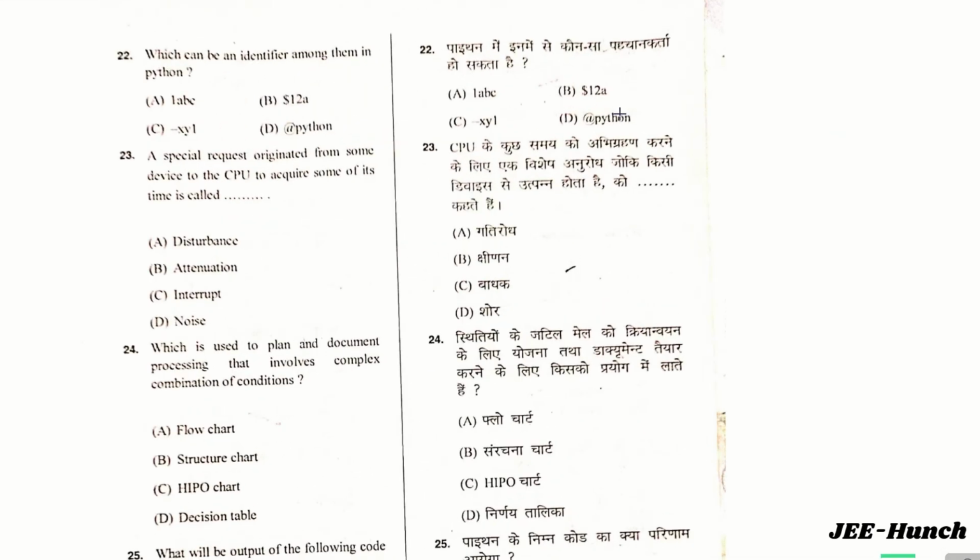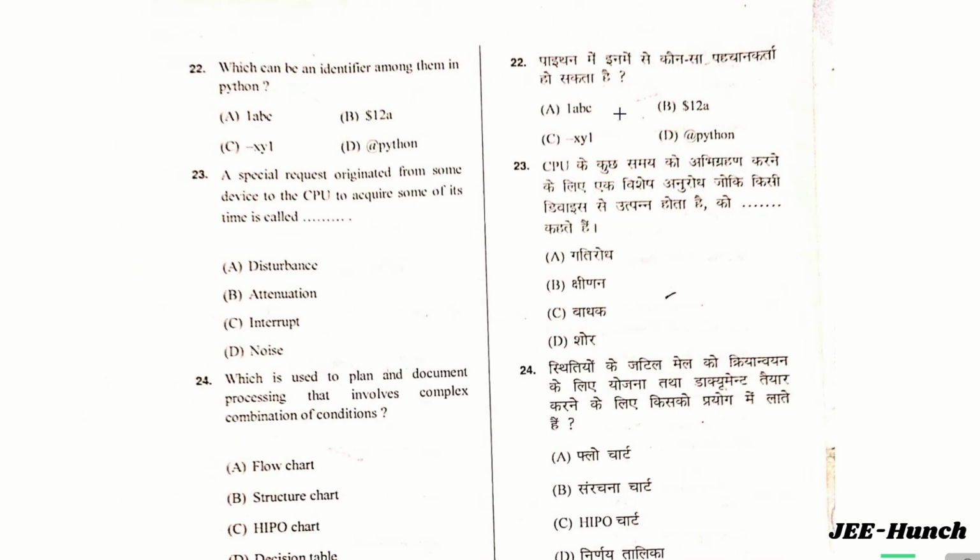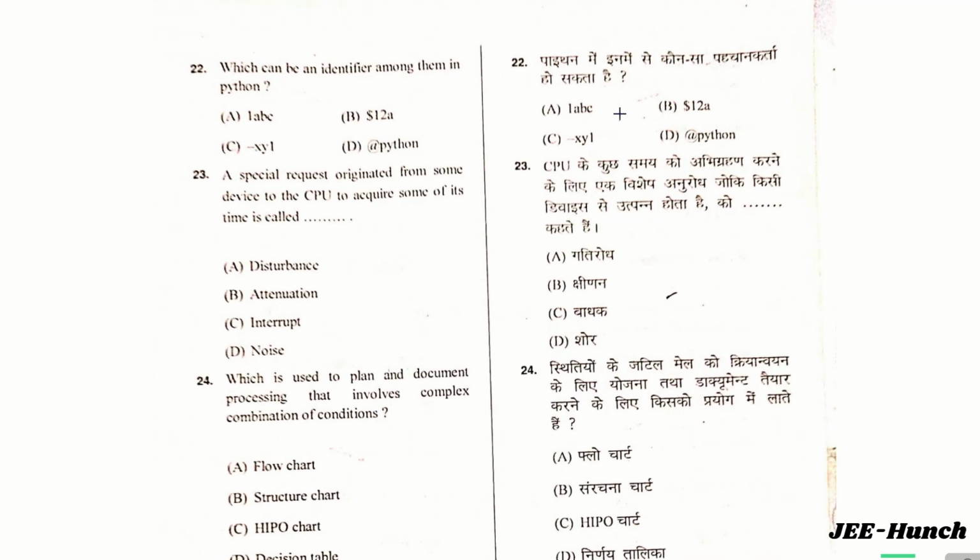Next, which can be an identifier among them in Python? Identifier is unique. So option number B is correct. $12A contains alphabets, numeric, and special signs. Here there is no number, only special sign and alphabet. Here is alphabet and number. Here is number and alphabet, and here three data types consist.